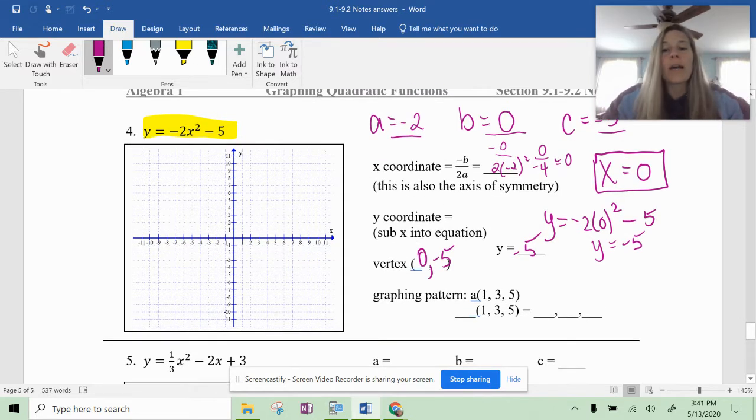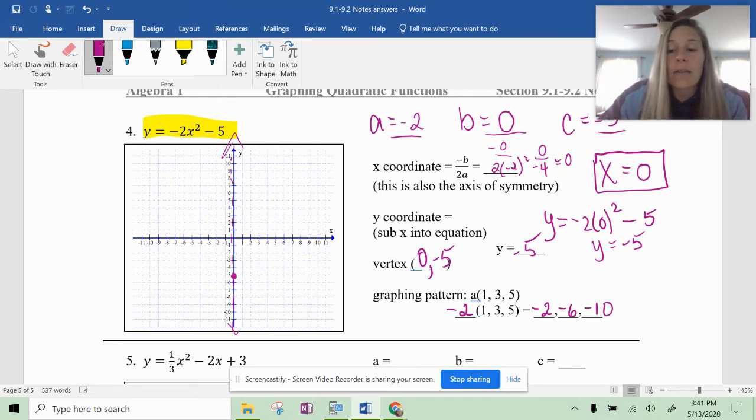So now, once you're done with that, you're going to take that vertex point, 0, -5. We're going to plot the axis of symmetry, which happens to be the y-axis because it's x equals 0. And then we're going to use the graphing pattern, which is -2 times 1, 3, and 5. So -2, -6, and -10. Because they're negative, we're going to go down from the vertex. So down 2 over 1, and then we'll go down 6, which is a teeny bit off the graph there. Then you're going to do the same thing on the other side of that axis of symmetry, and then you're going to plot that parabola.